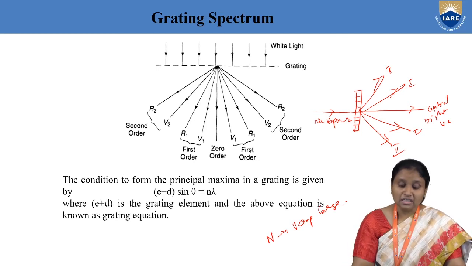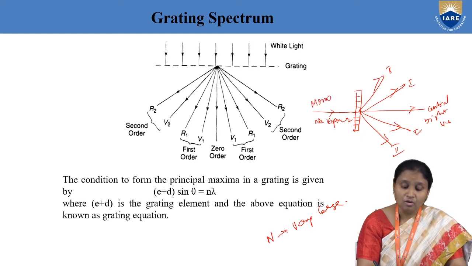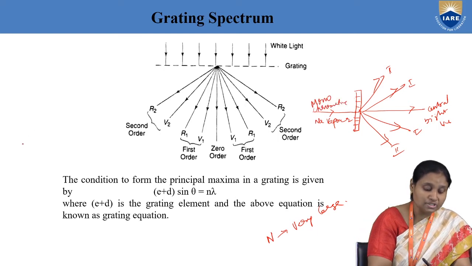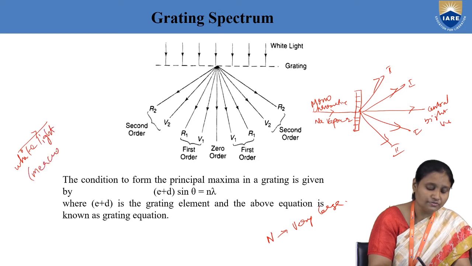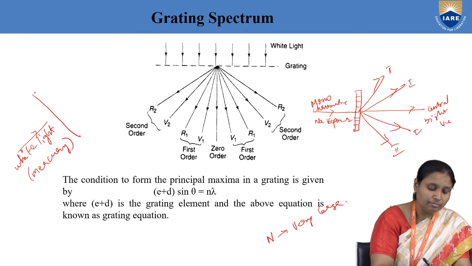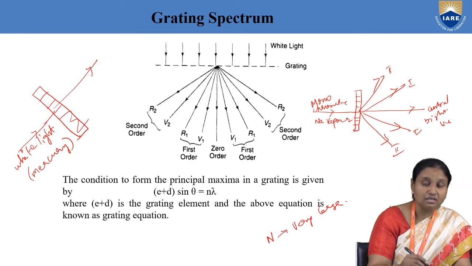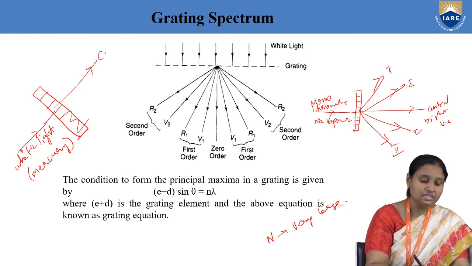And what happens if I replace this monochromatic light? So this is our monochromatic light. What happens if I replace this monochromatic light with white light? Suppose I take a white light source. What is an example of a white light source? We have our mercury bulb. So if I take a mercury bulb and make it fall on this grating, what you will observe here is that at the center you will still have a central bright image.